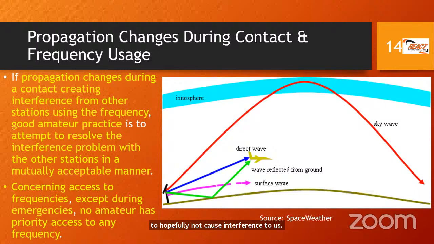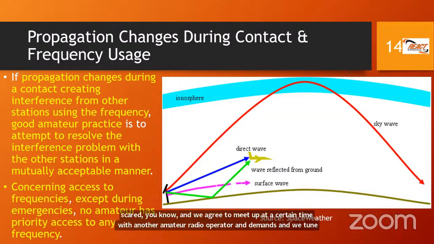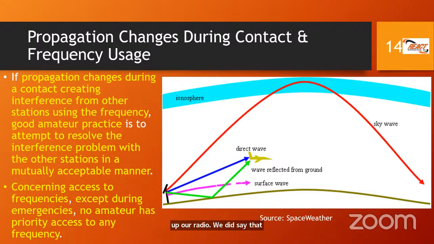All right, let's do a couple more slides before we take our break. So the question is, what happens when we want to start to transmit, talk to another ham, and call CQ to find out if there's anyone there listening who would like to talk with us, or maybe we have a sked and we agree to meet up at a certain time with another amateur radio operator on the bands and we tune up our radio. We did say that we listen first to see if there are any transmissions occurring.